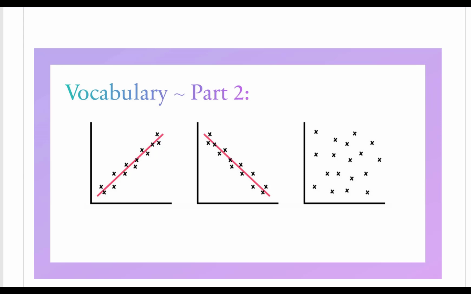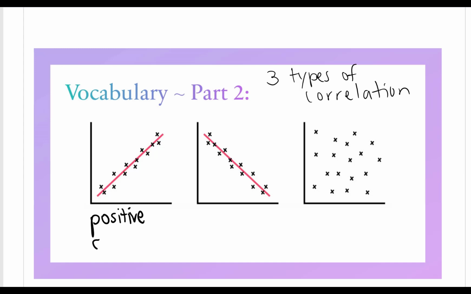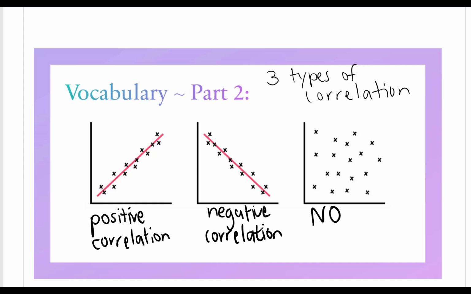Vocabulary part 2 is the 3 types of correlation. So hay 3 tipos de correlación. So the first type is positive. The second type is negative. And the last type is no correlation.